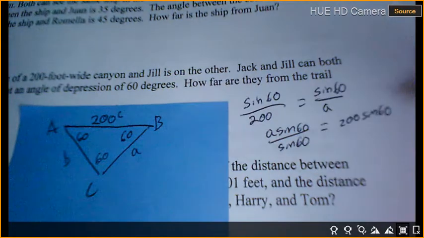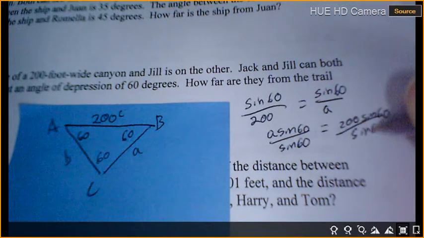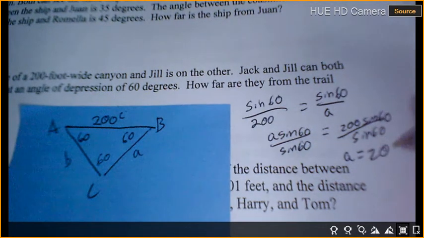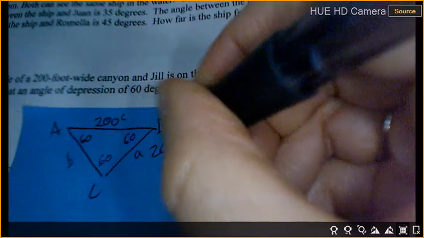Anybody got a prediction for what the answer is going to be? You think the answer is going to be 60 feet? It's going to be 200, yeah. So 200 sine 60 divided by sine of 60 is 200. What's another way we would know that each of these are 200?